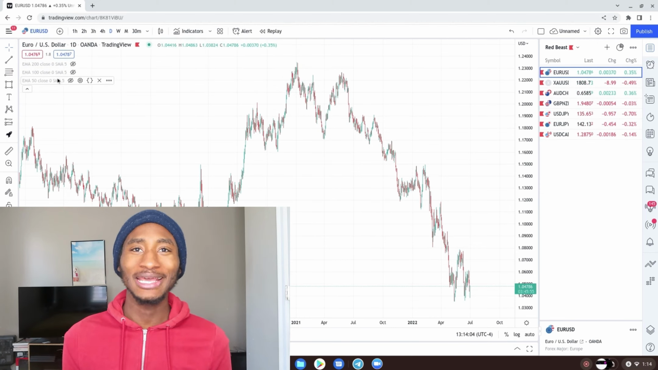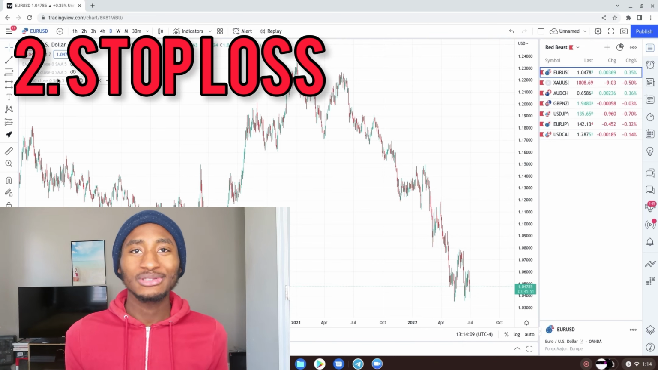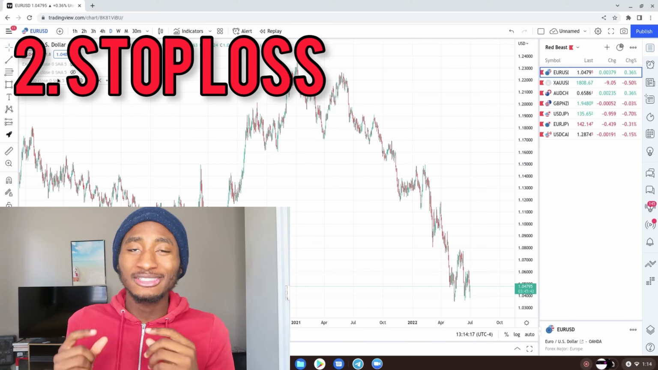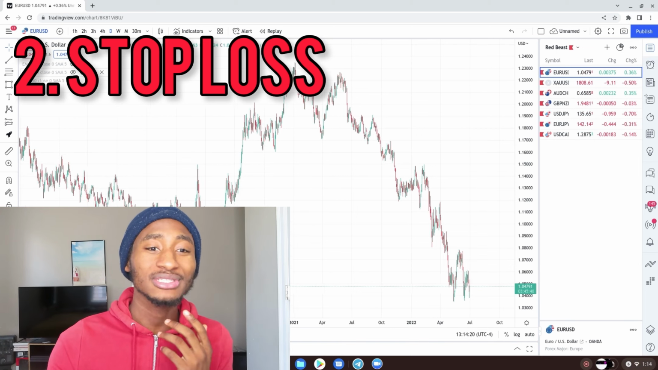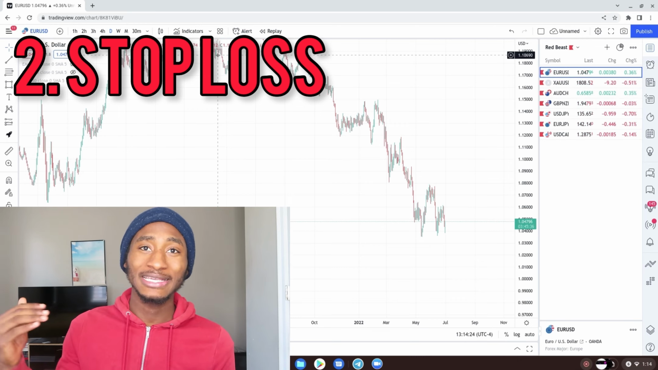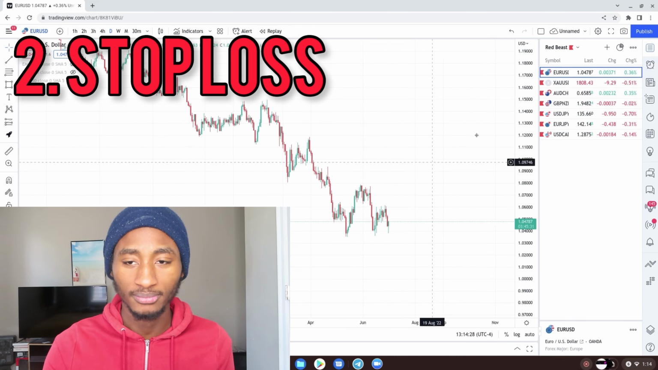So number 2 is stop loss, right? Most traders don't use a stop loss, and you've got to use one, and that's not even the biggest thing. The biggest thing is most of you put a tight stop loss. Your stop loss will be so tight that you will get taken out, and you probably want to get in again, and you're going to get taken out again. I'm going to show you an example real quick.